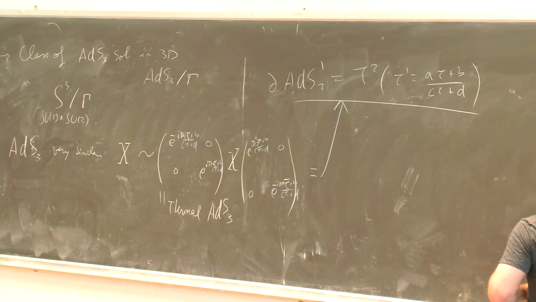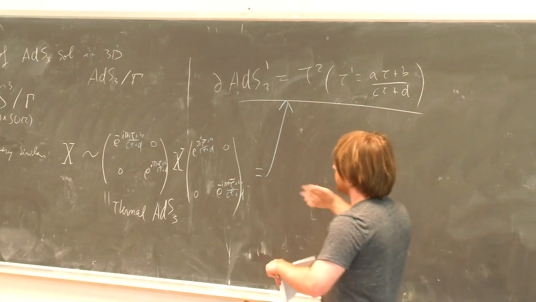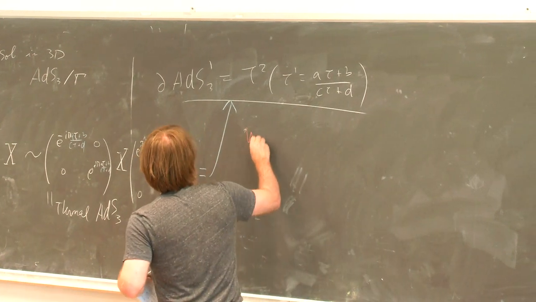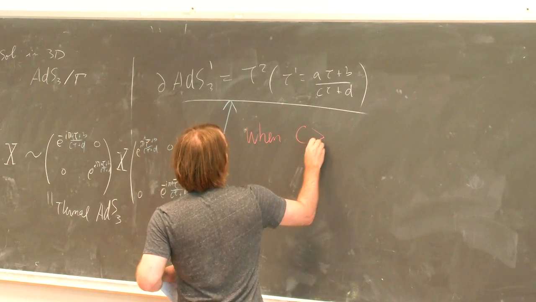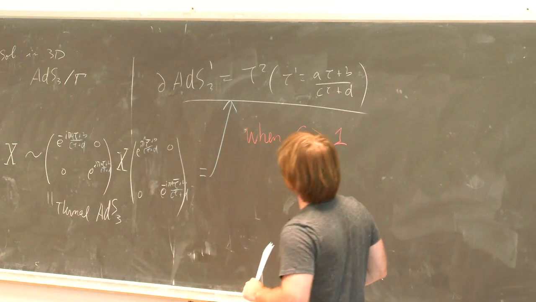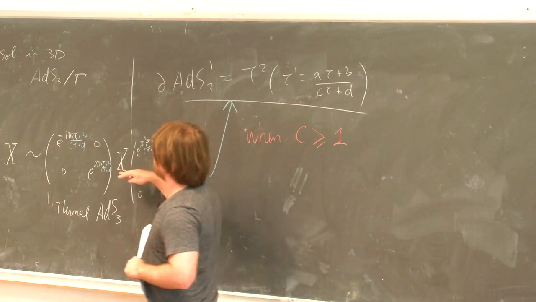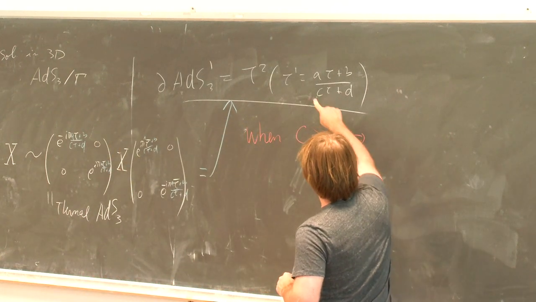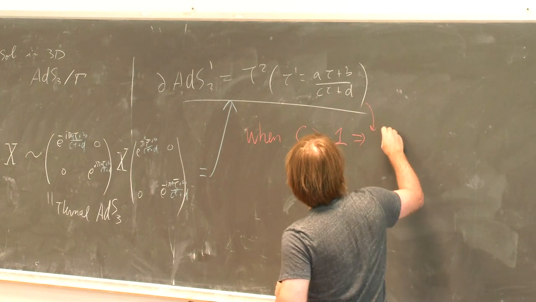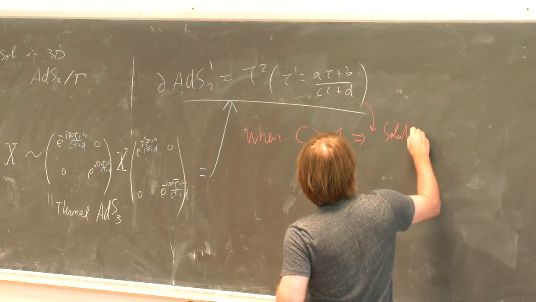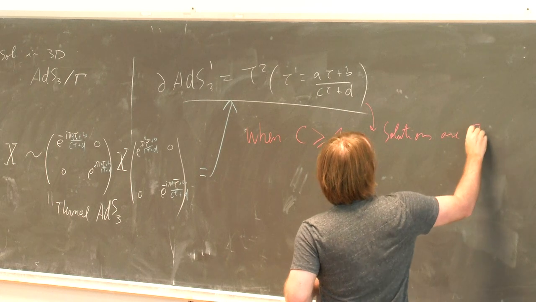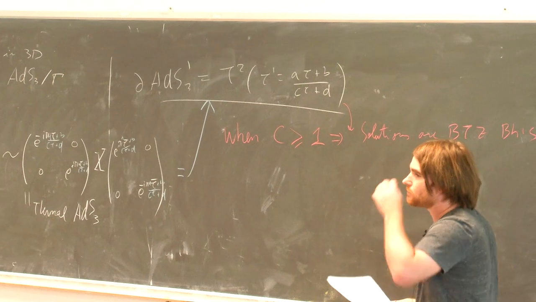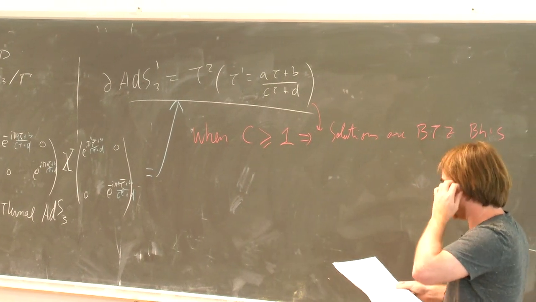And then you can read the coordinates, build a metric. And then what you'll find is that when C is bigger or equal than 1, so you do this identification, you put on the metric, when C is bigger than 1, all the solutions are BTZ black holes. So they have some horizon. This is the usual family of black hole solutions.